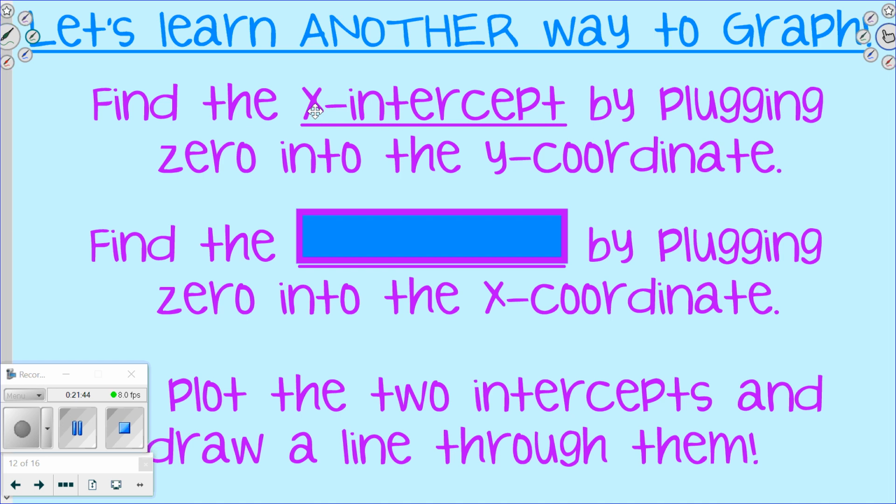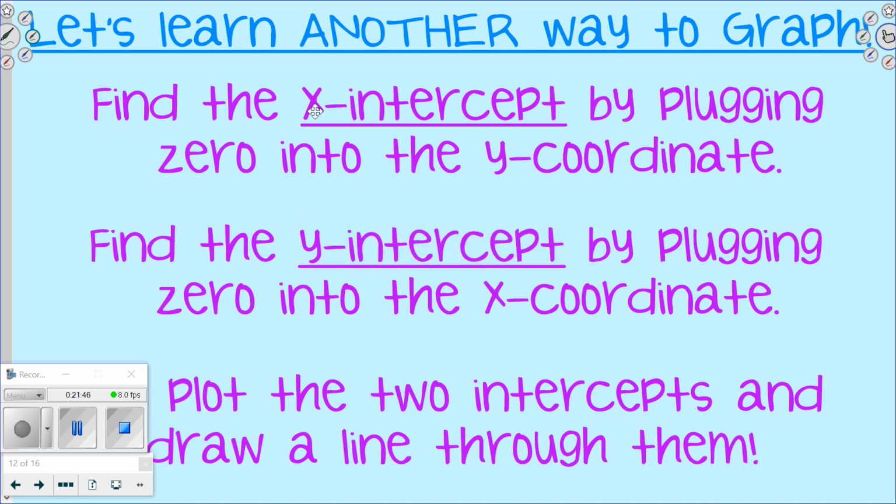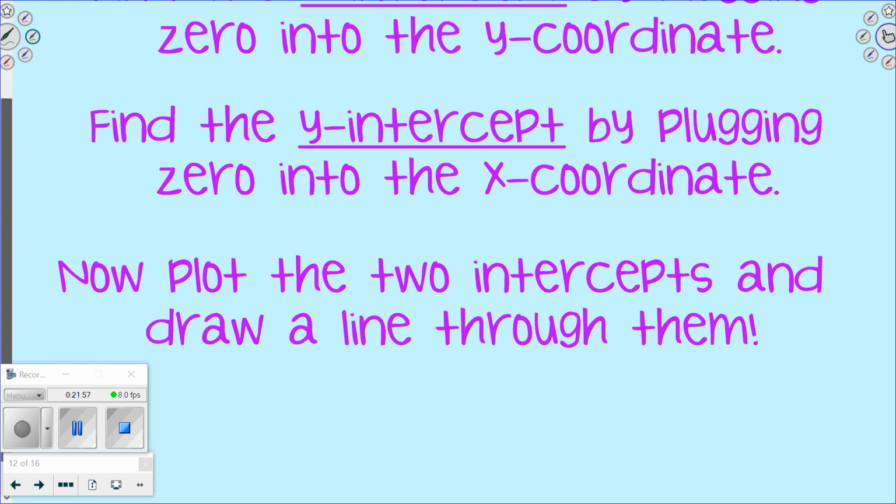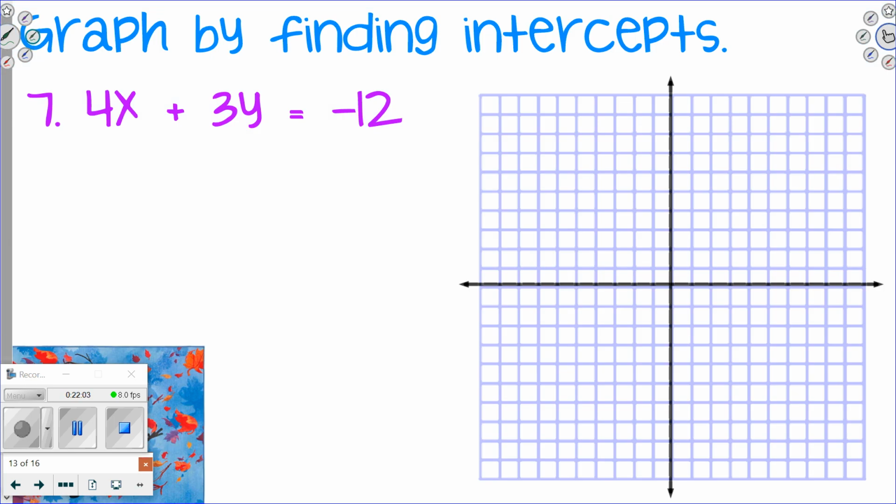And then to find the y-intercept, where is it crossing this line? Well, what's your x value got to be? It's got to be 0, right? That way it doesn't move away from that axis. So you just plot those 2 intercepts and draw a line that goes right through them. I really like these. They should be pretty quick, especially if your basic math skills are really good.